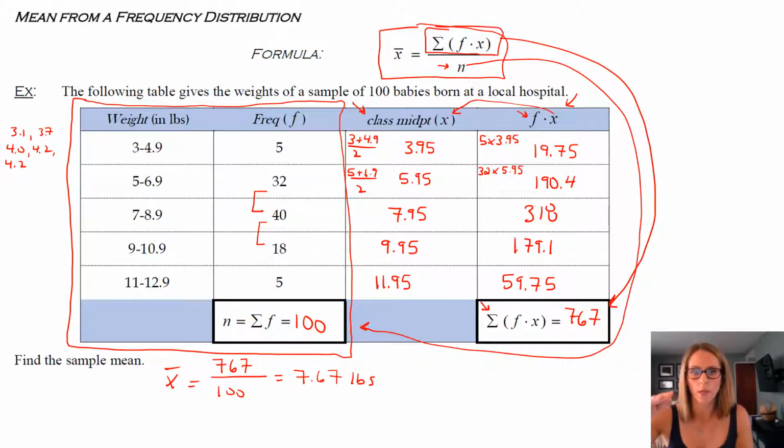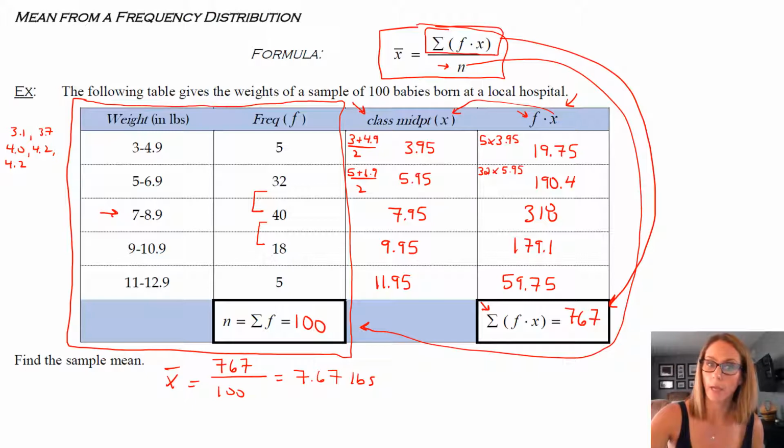So it's not surprising that it's weighting towards where the highest frequencies are. The 7.67 sits in this class, and again, that's not surprising. You can see that this has a normal distribution. The frequency is 5, then 32, then 40, then 18, then 5. So the mean sits approximately in the middle.